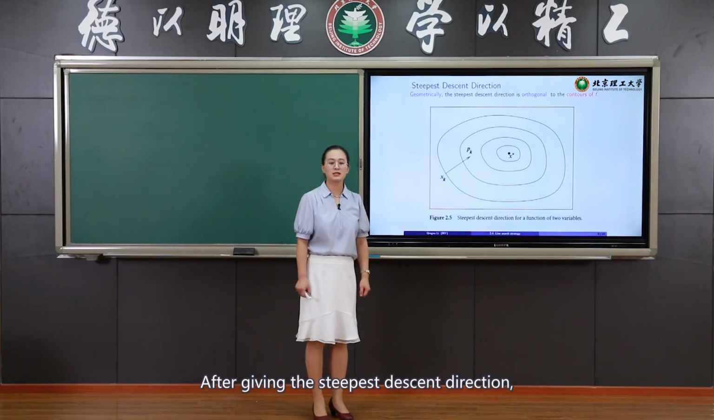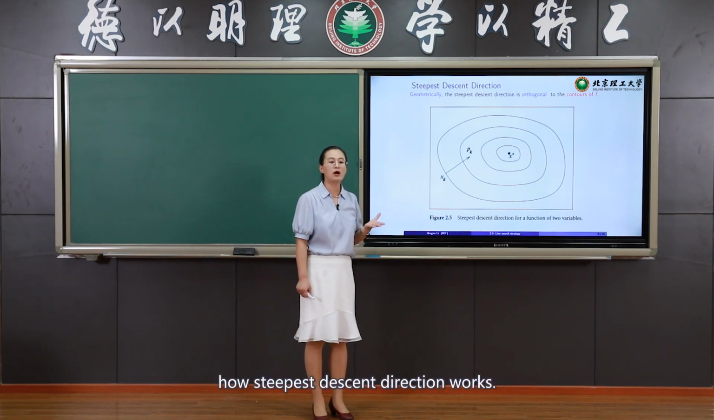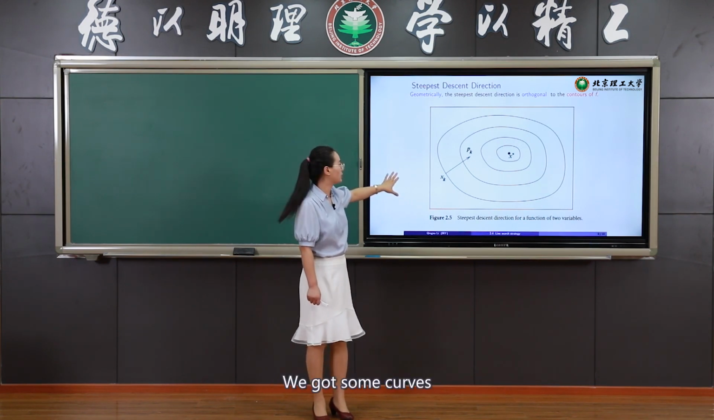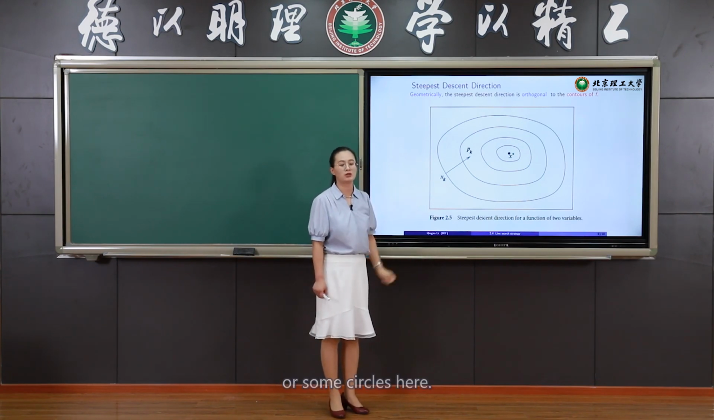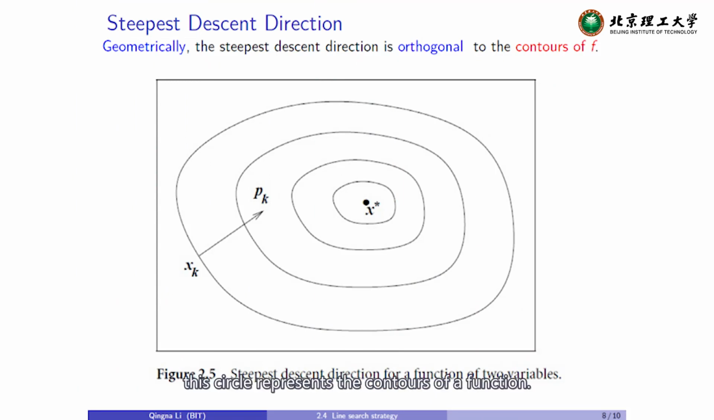After giving the steepest descent direction, let's take a look at a graph to show how the steepest descent direction works. Now, look at this figure. We have some curves, or some circles here. Recall that these circles represent the contours of a function.